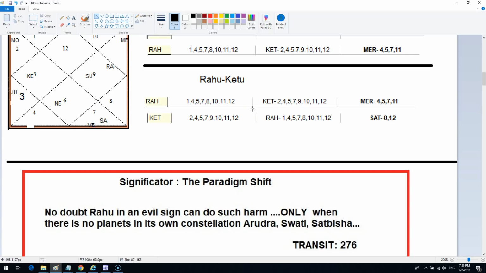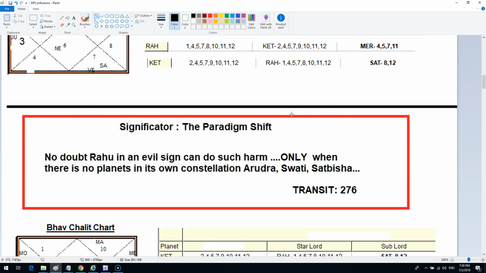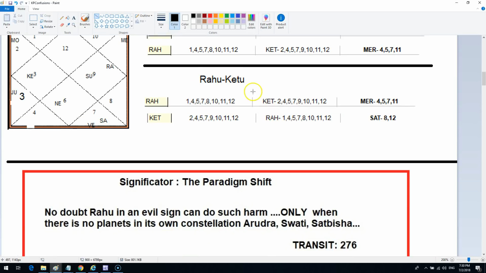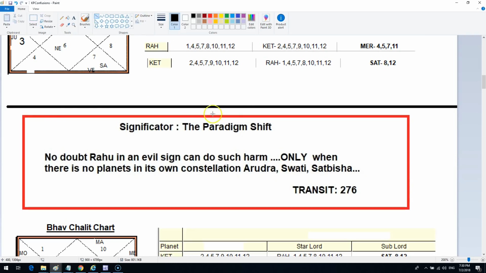So all this has resulted in some kind of confusion in Krishnamurti Paddhati. That is what I want to show you, that in the light of the new research that became popular in 2005, how these things need to be tackled and how these confusions need to be resolved. Now, first we need to look at the significators and what is the dramatic shift. What is the new theory, the new approach, or the new method that Krishnamurti suggested?